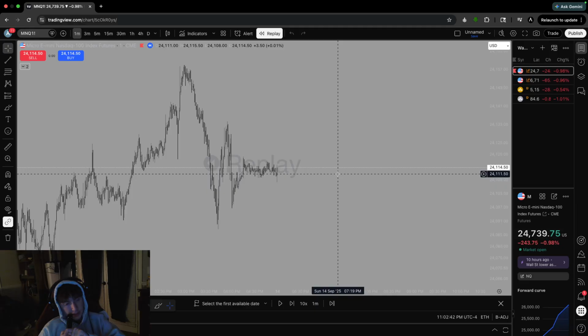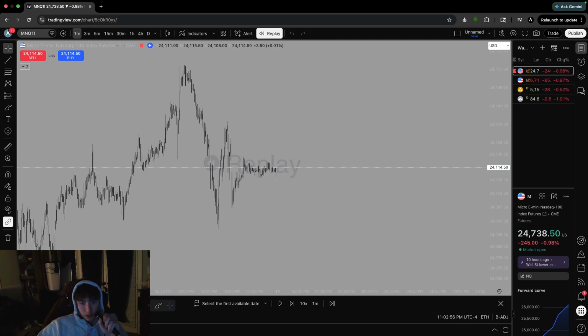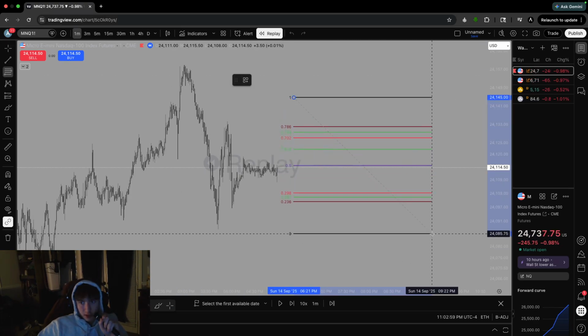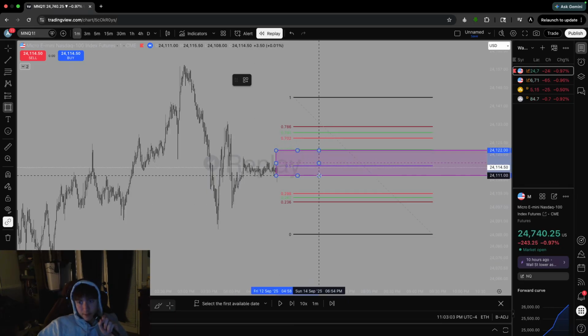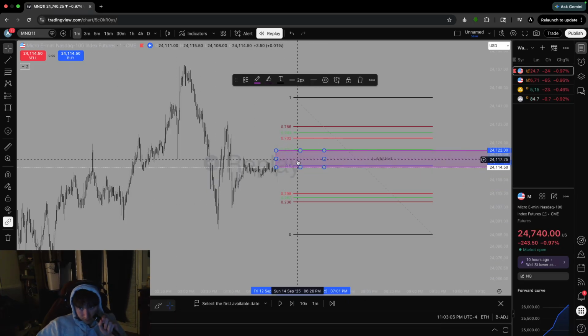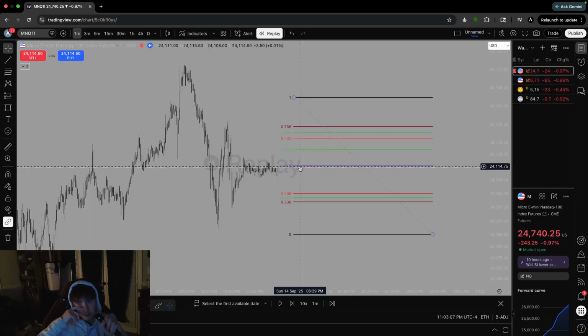What we want is a sweep of liquidity, inversion of any type. It can be 30-second or above. Then we'll be trading the retracement to a fib level, okay? And we're going to be targeting this area right there. Okay.